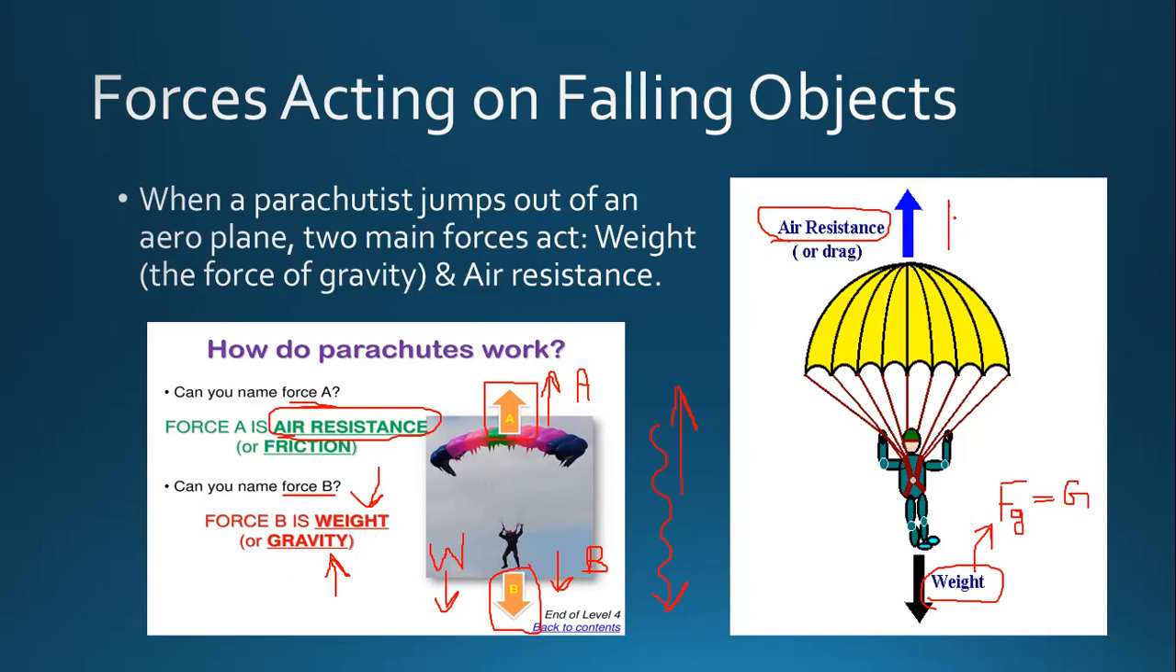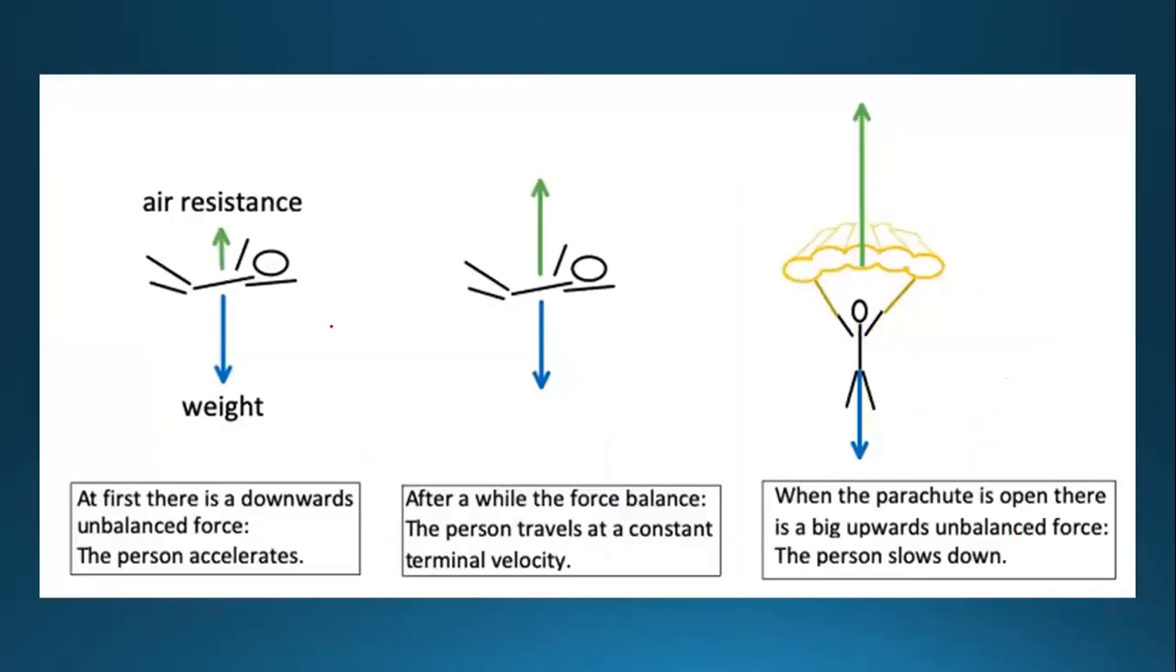Air resistance is the opposite force क्योंकि आपका जो motion था, the motion of the parachutist was actually downwards. So the force which always acts opposite to the motion कौन सी act करेगी? The drag force. In this case, it is known as air resistance. So when a parachutist jumps out of an aeroplane, two main forces are acting. Number one, weight, जो कि downward act कर रही है, and the second one is air resistance that would always act upwards on a falling object. At first there is a downwards unbalanced force.